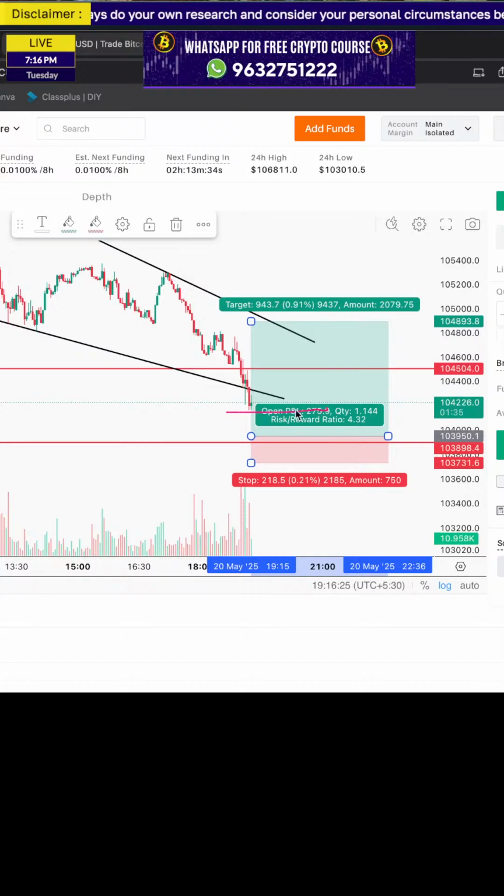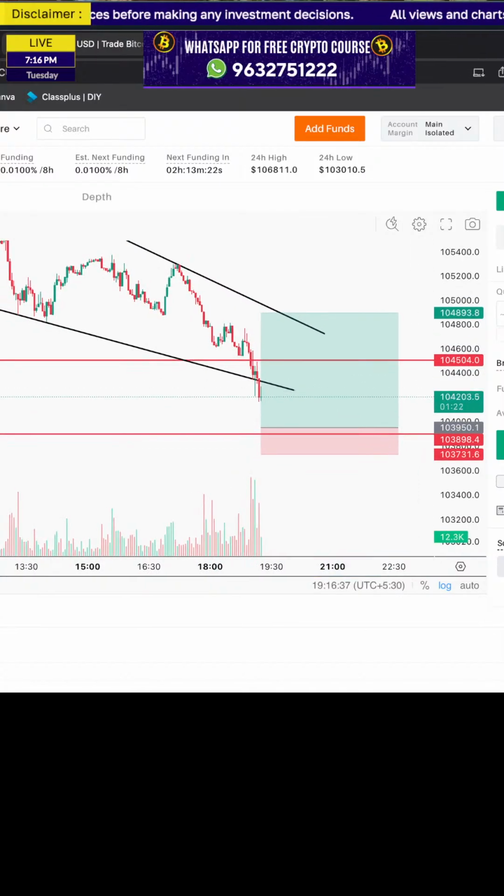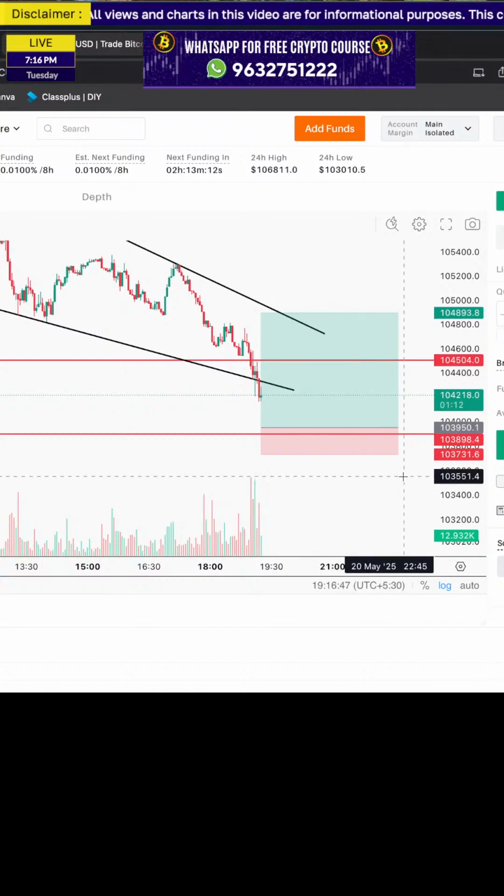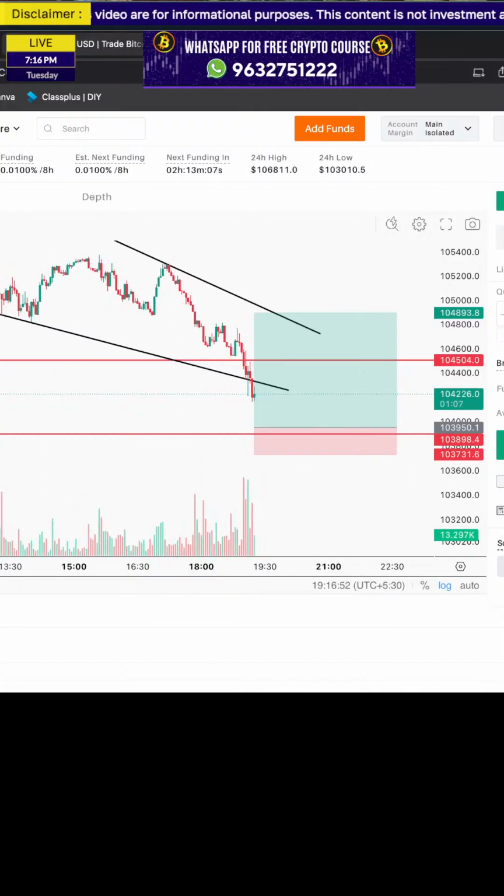From here only, the market may reverse, or it may come a little lower and then reverse. That's the tricky thing. So what I will do is wait a little more, maybe another 2-3 candles. One last strong bearish candle here would be a bit helpful, if that comes.